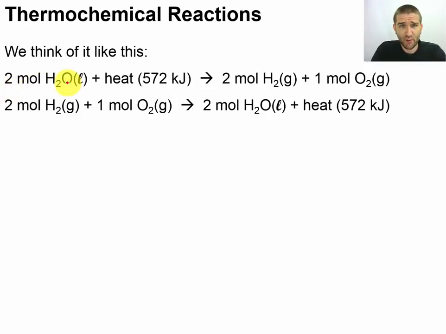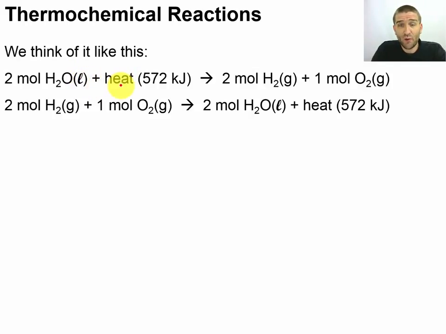If I have 2 moles of liquid water, and we add this much heat, 572 kilojoules, we can end up getting 2 moles of hydrogen gas and 1 mole of oxygen gas. In other words, we've added enough heat that we've actually popped apart the bonds and had new bonds form on the other side. Now you might say to yourself, well, wait a second, shouldn't that not work? Shouldn't it just evaporate?